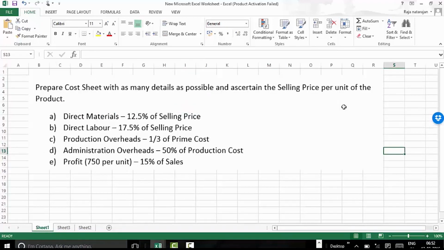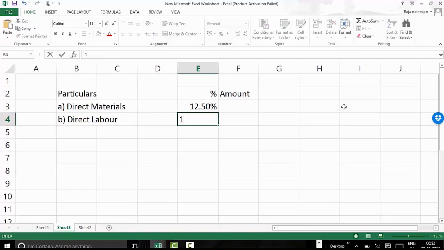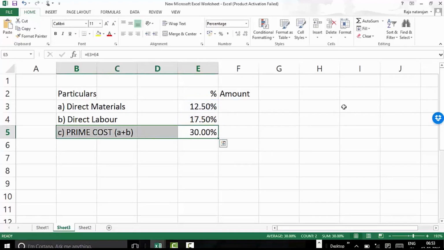Go back, we have direct labor which is 17.5%. So we'll capture that. Direct labor, and this is 17.5 percentage. Okay, so you have the materials and labor. Now if you sum these two together, we'll call it prime cost, which is nothing but A plus B. Okay, so let me total 12.5% plus 17.5%. So your prime cost is 30%.